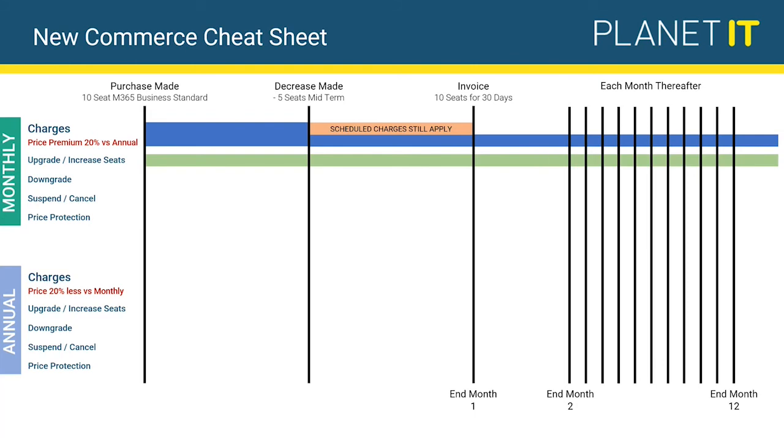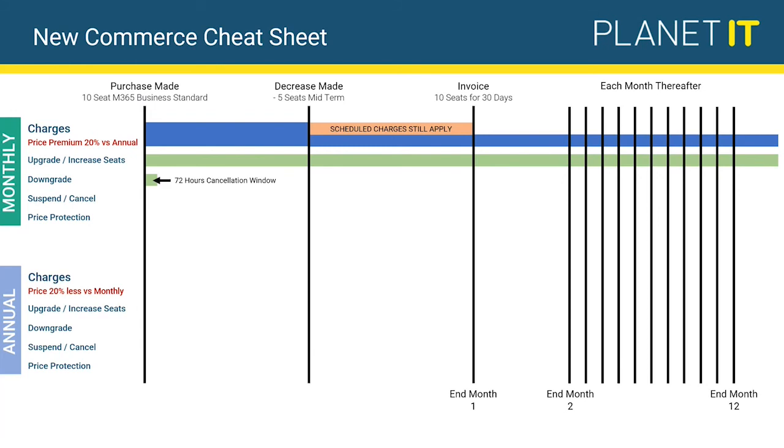If I want to upgrade, as always with Microsoft, you can upgrade at any time. You can increase the seats. The important thing to note is that if I add 5 seats, my 10 seat subscription becomes a minimum term of 15 seats. So therefore, they are pushing my minimum cap up, so the decreased charges will still apply.